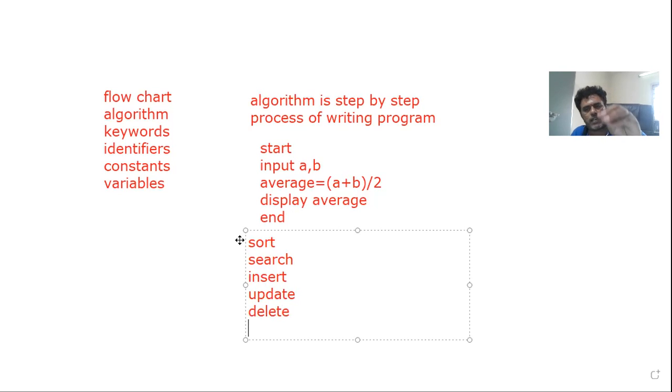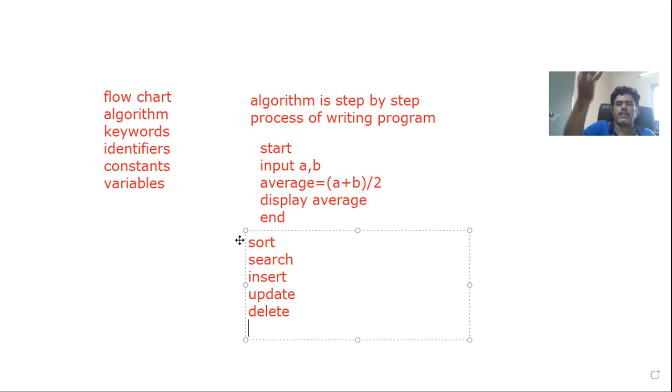These concepts are mostly used in data structures, which is subsequent to the C programming language. After C programming, some people go with data structures and some people go with C++. When you go to data structures, you can understand the concepts of sorting, searching, inserting, updating, and deleting. Sorting is nothing but arranging in a particular order.